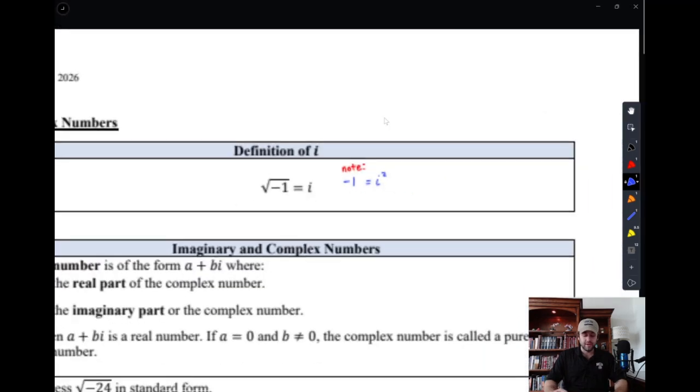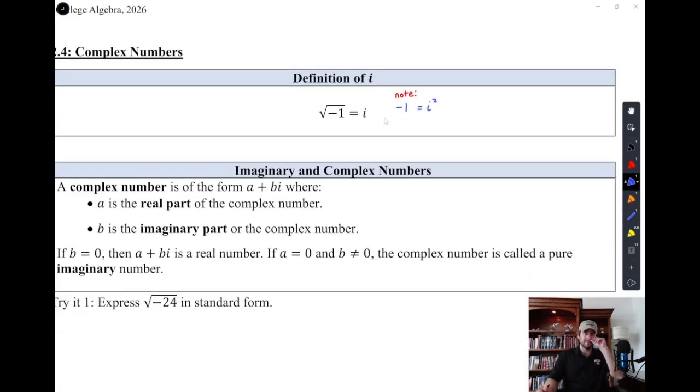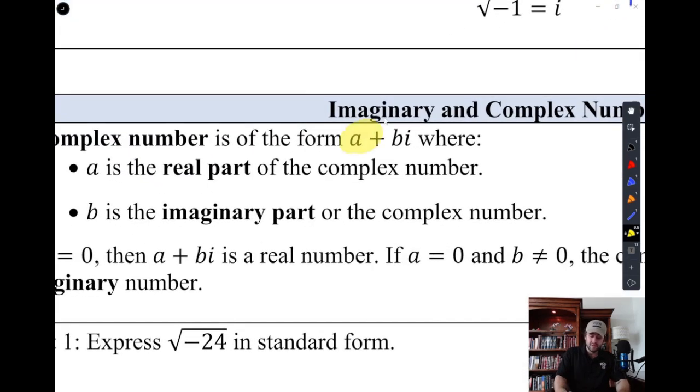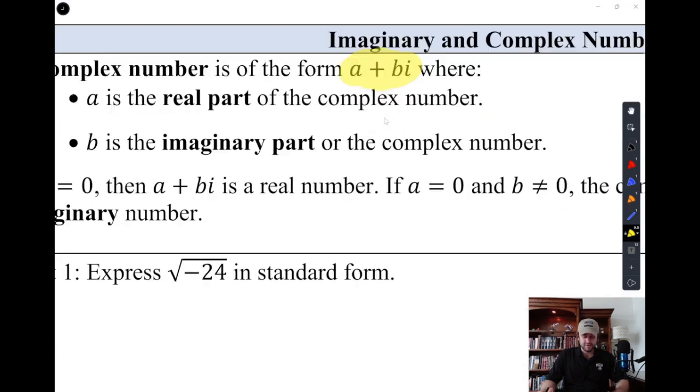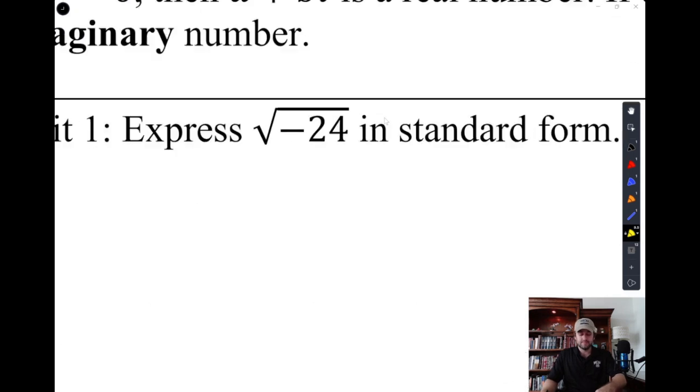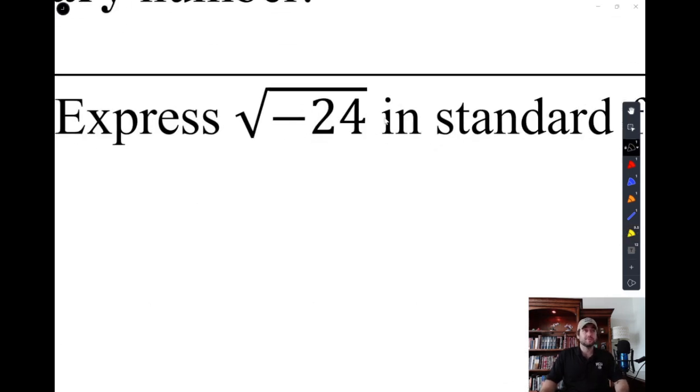So let's jump right in to imaginary and complex numbers. Imaginary and complex numbers are made up of two parts. They have a real part, a, and an imaginary part, b. The imaginary part is the coefficient that's sitting in front of the i. So before we get started, we're going to do a little bit of review on just reducing radicals and applying this square root of -1 inside of this radical.